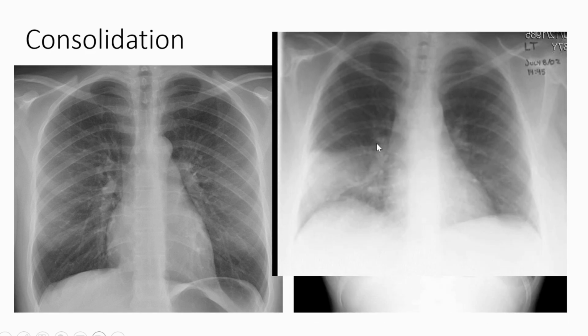Now, in this image, we can see a heterogeneous radio opacity in the right lower zone involving the paracardiac region, with radiolucency showing branching. This is the air bronchogram. So, this is the hallmark of consolidation. And this radio opacity is limited superiorly by the horizontal fissure.